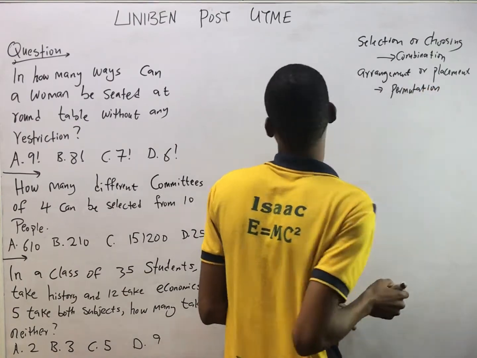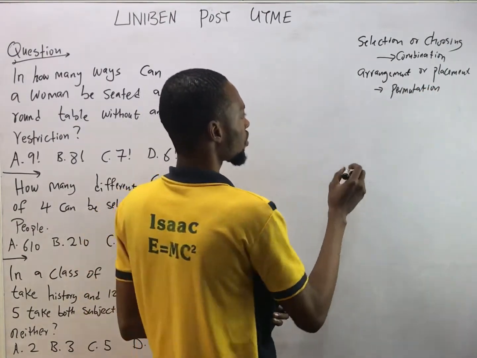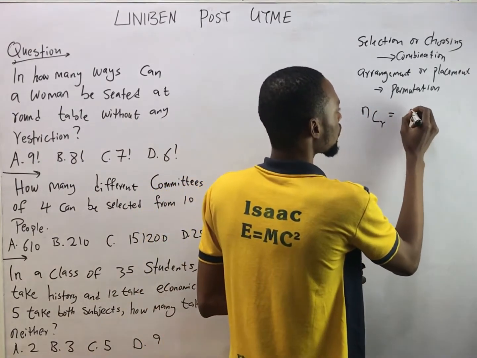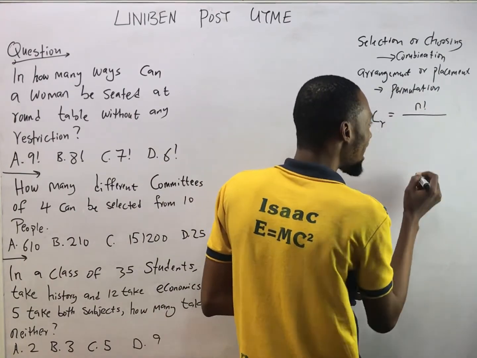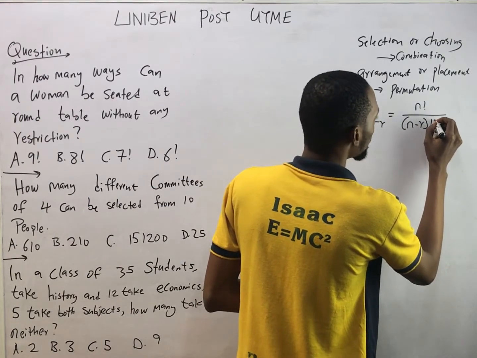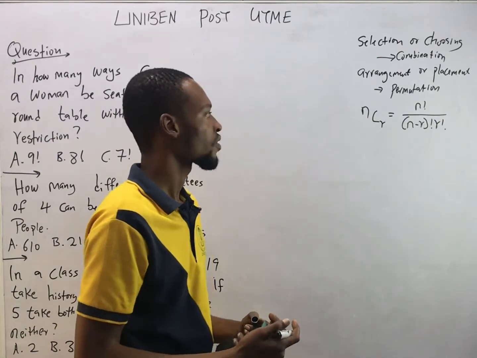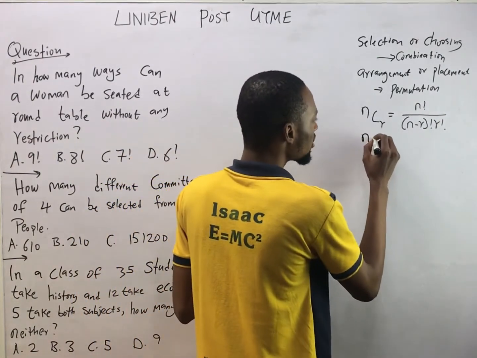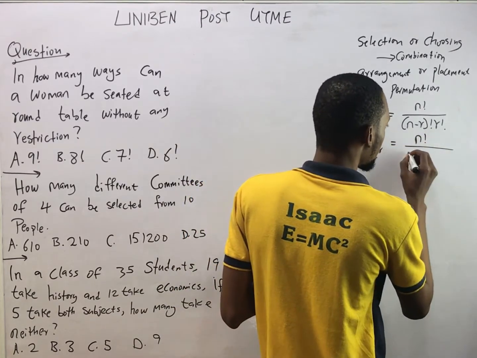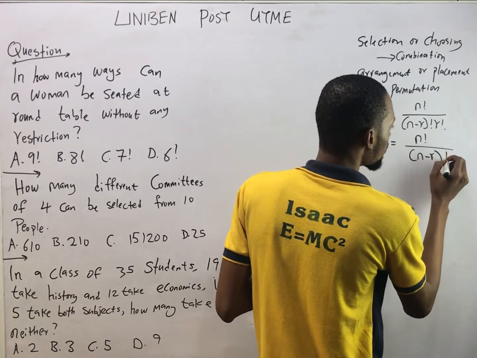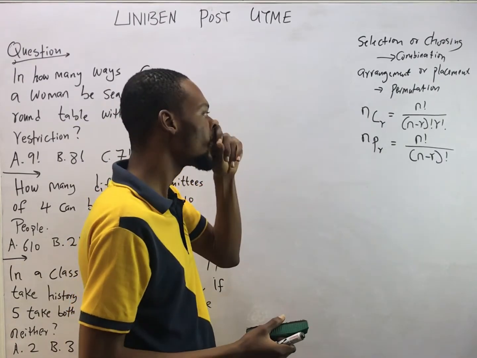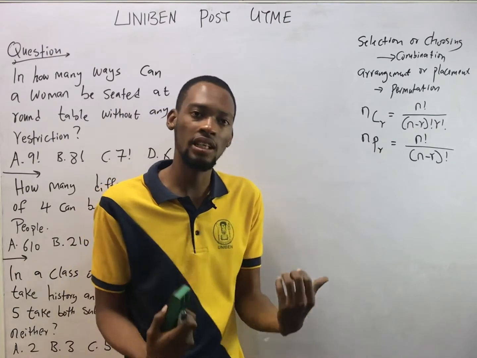Now, if I say n combination r, it is simply n factorial over n minus r factorial and another r factorial. But if I say n permutation r, this is n factorial over n minus r factorial. That's all. There's no additional r factorial there. So this is the formula for combination and this is the formula for permutation, generally.